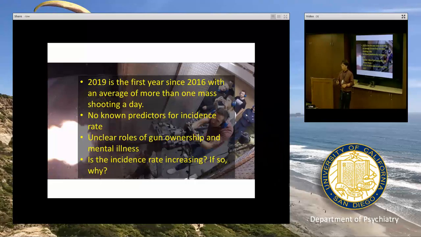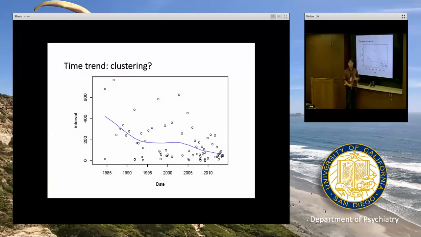And so we start with looking at the time trend. We can extract the data for the past three decades, and then we can calculate what is the time interval between two consecutive incidents, right? Is it one month? Is it two months? Is it just three days, etc.? This interval is the y-axis. And then for the x-axis, we look at the calendar year.